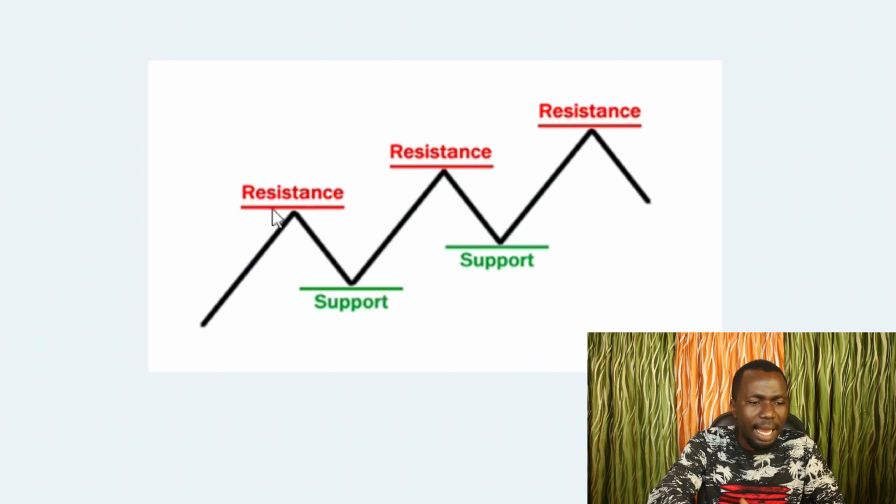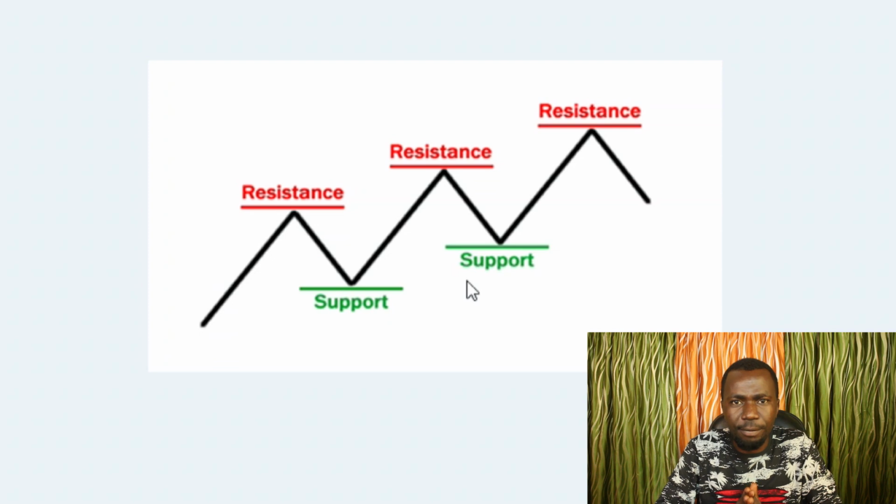The sellers are looking at the resistance level while the buyers are looking at the support level. So that is why support and resistance levels are very important in price action. You also need to understand that there are minor and major support and resistance levels. A minor support or resistance level is a level that is not strong. It can be broken. That is why I call it a minor support or resistance level.